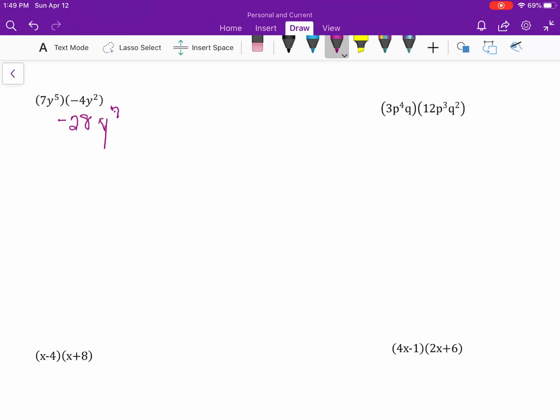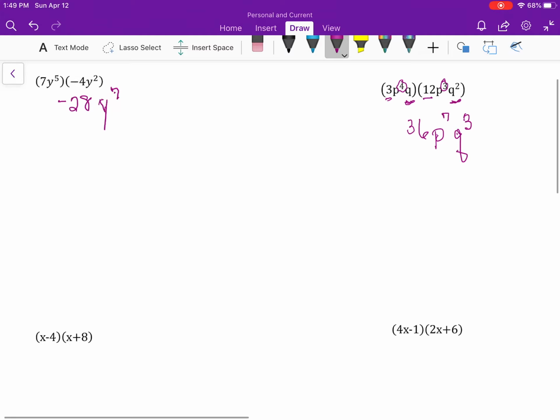Let's take a look over at this one over here. I start with 3 times 12, which gives me 36. Now I look at my p. I have p to the 4th and p to the 3rd that I'm multiplying. That gives me p to the 7th. And then I have q and q squared. 1 plus 2 is cubed. So 36 p to the 7th, q to the 3rd power. Just multiply and combine your like terms.